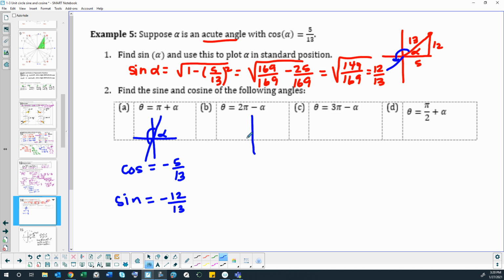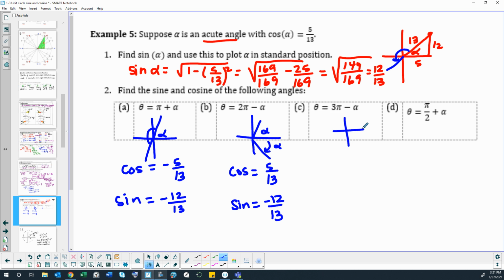Okay, let's think about what this one means. Here's alpha. So if we take 2 pi and subtract alpha, that's actually taking it this direction into quadrant 4, right? So we're taking alpha from 2 pi, so moving it that way. So quadrant 4 means that cosine would be positive. All students take calculus, so that would be 5/13. And sine would be negative again, so negative 12/13.